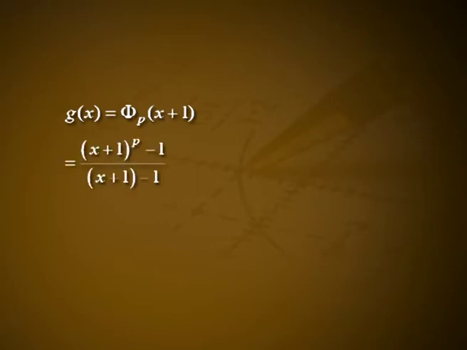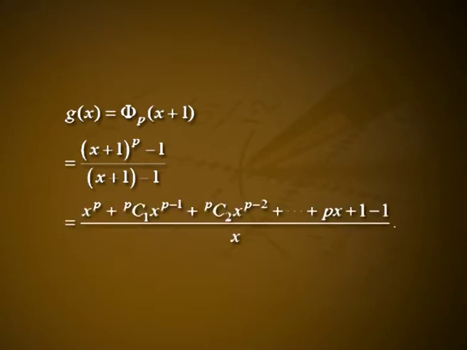This is equal to (x^p + C(p,1) x^{p-1} + C(p,2) x^{p-2} + etc. + p x)/x. Then g(x) equals x^{p-1} + C(p,1) x^{p-2} + etc. + p, which satisfies the Eisenstein condition for the prime p and is thus irreducible over Q.